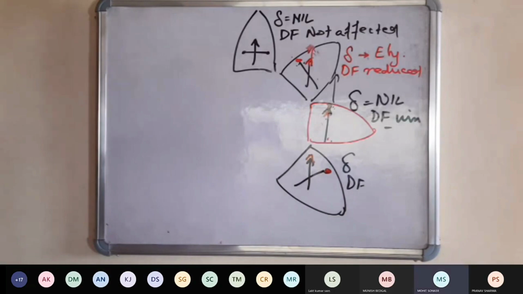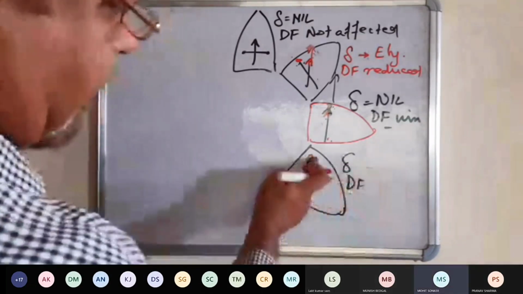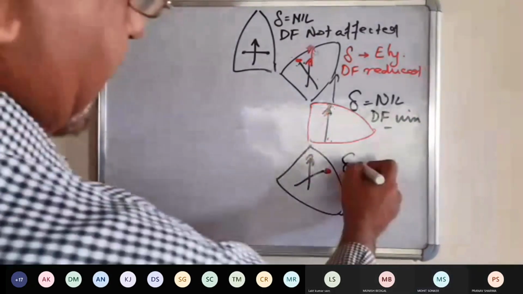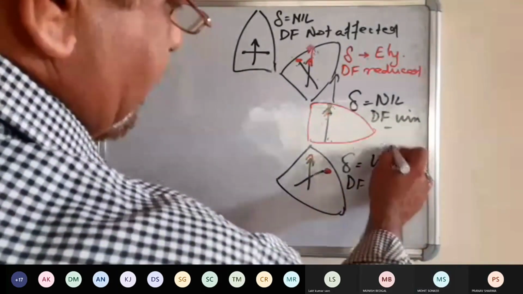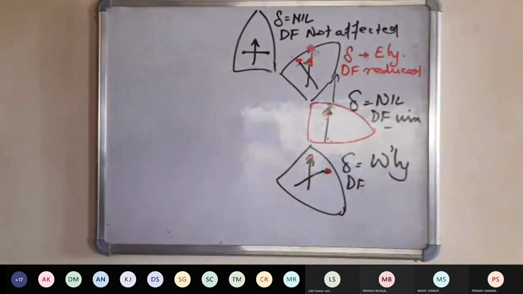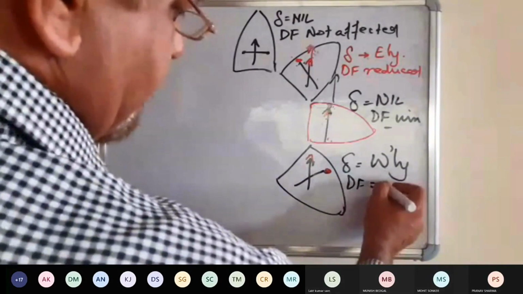So westerly. Very good. Westerly, because of the interaction, it will push this one this way. So this is now westerly. DF is reduced again.